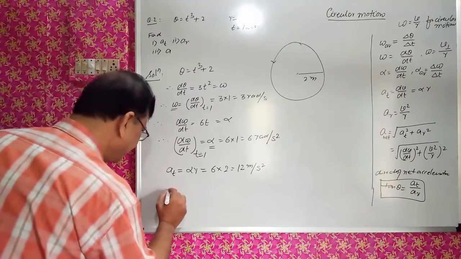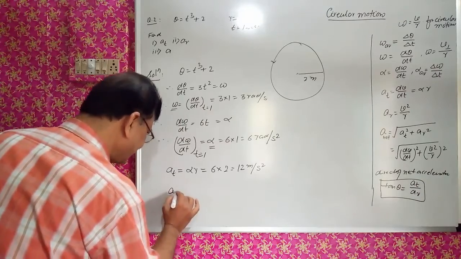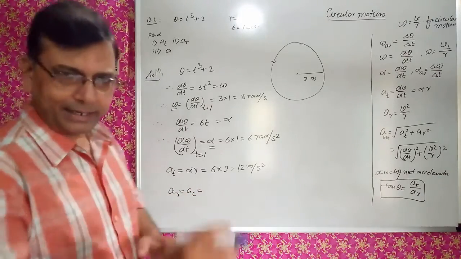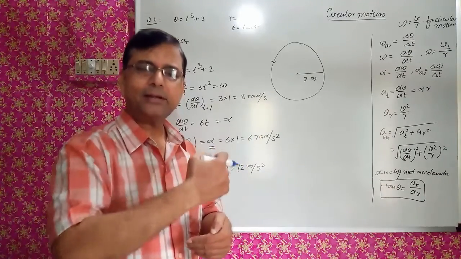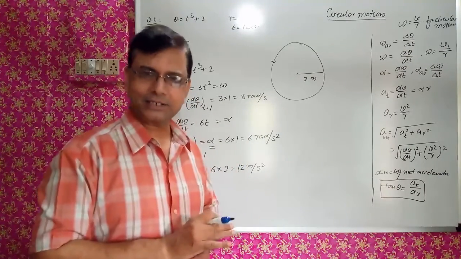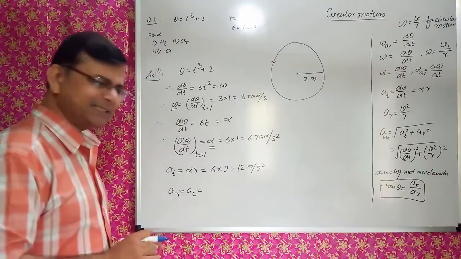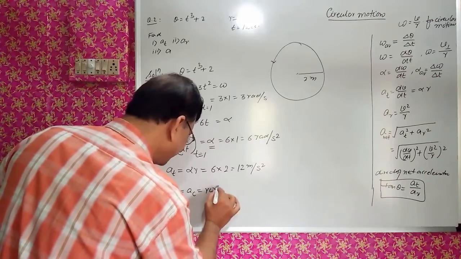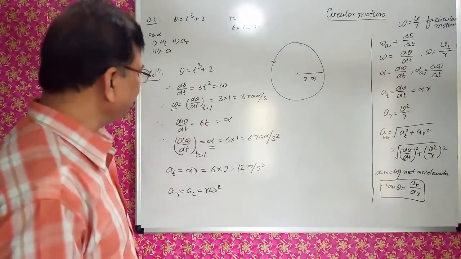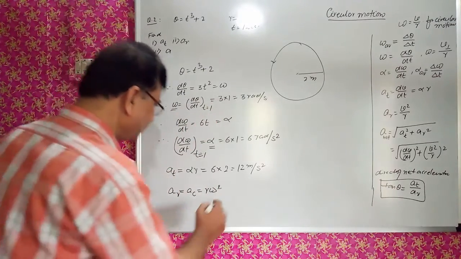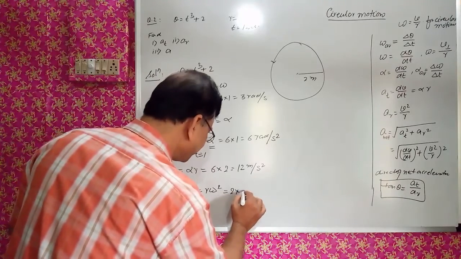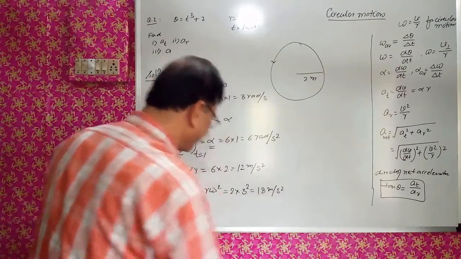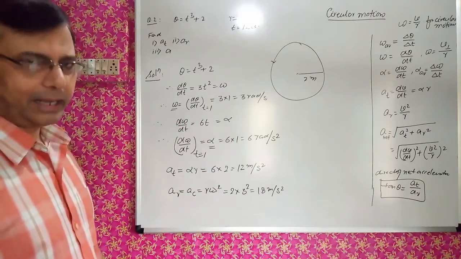And we know radial acceleration, which is also called centripetal acceleration. Radial acceleration is towards the center, so it is called centripetal acceleration as well, and it is denoted by AR. That is r omega square. We will write it in terms of omega because omega is known. So r is 2, omega is 3, square, that is 18 meters per second square.